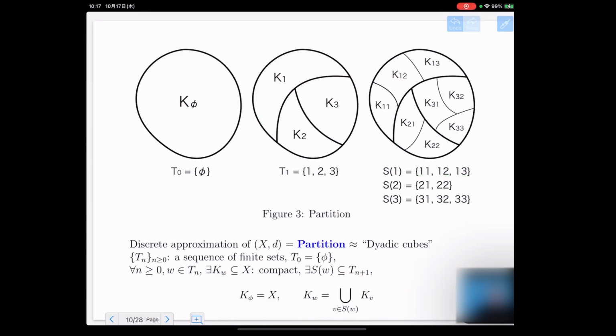So the construction is, for every step, we divide. For the former step, we have w, for example w is 2. Then for the next step, we have S_w, so S2 here, and K_w is a union of K_21 and K_22. Keep going in this way. So roughly, this is the notion of a partition of a space.